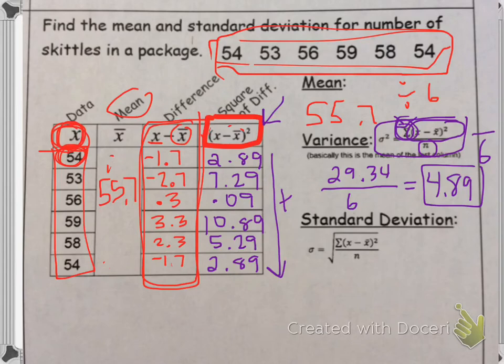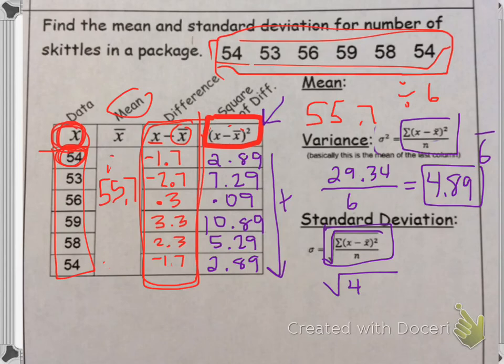And then the last thing I have to do is find my standard deviation. If you take a minute to look at the formula for variance and the formula for standard deviation, the only thing that's different between those two formulas is this square root on the outside. So all I have to do now is take that variance number, that 4.89, and square root it. When I square root it, that will be my standard deviation. So square root 4.89 on your calculator. And when I did that, I got 2.21.